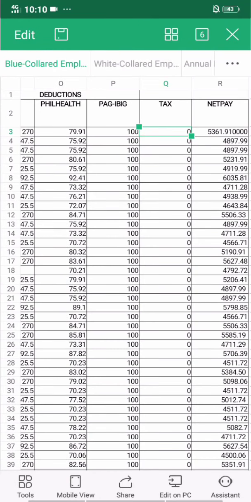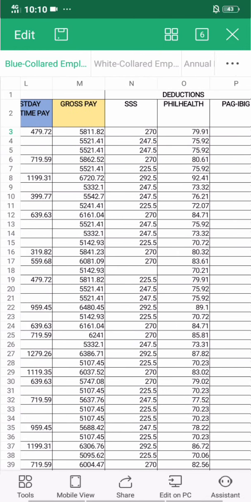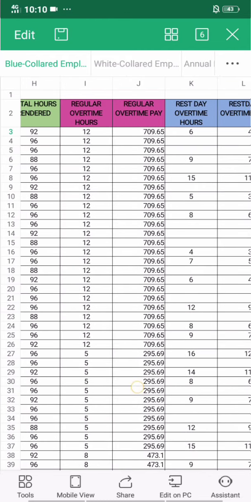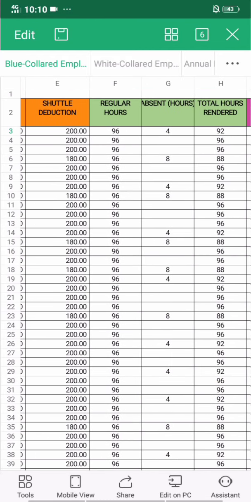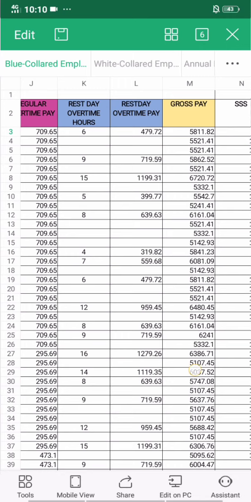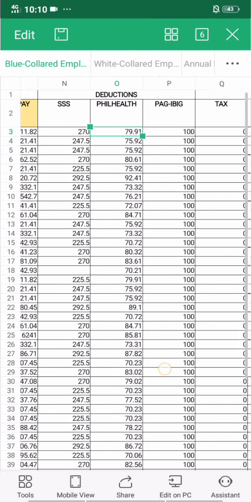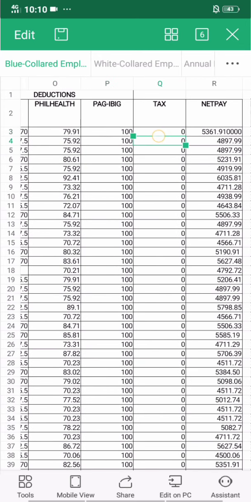Now, to get the net pay, what we're going to do is, first, add our gross pay and then minus our shuttle deduction, minus our SSS, PhilHealth, pag-ibig, and then tax so we can get the net pay.